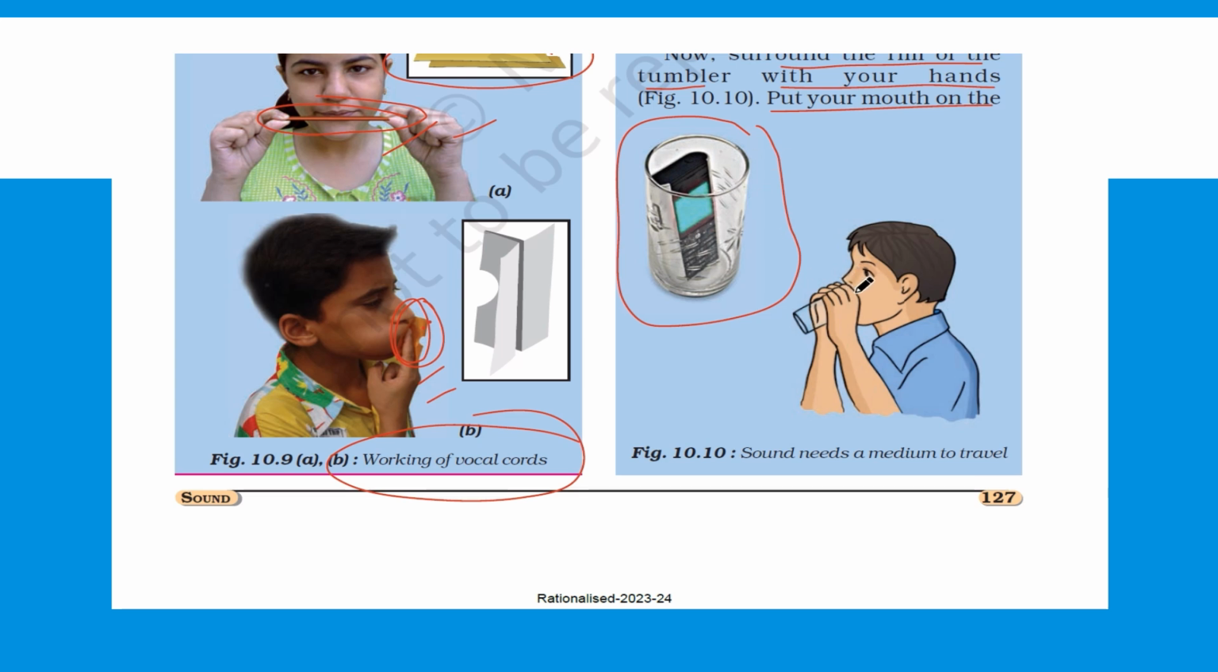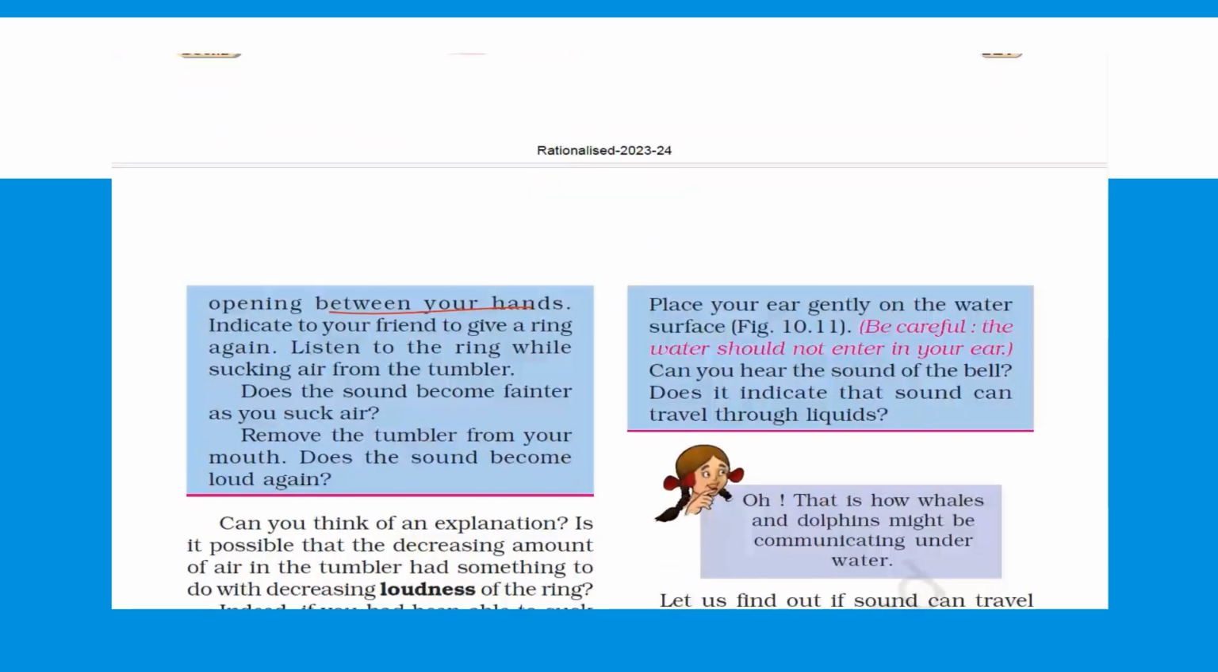Now when you are sucking the air from this tumbler, though the cell phone is inside only, you are carefully sucking the air and you are creating a vacuum inside. What will happen when your phone is ringing? Listen to the ring after sucking the air. You will not be able to hear the sound properly. Does the sound become fainter as you suck the air? Obviously, because the medium of sound traveling has been removed. When you remove the tumbler away from your mouth again, it is filled with the air, and thus the sound becomes loud again.